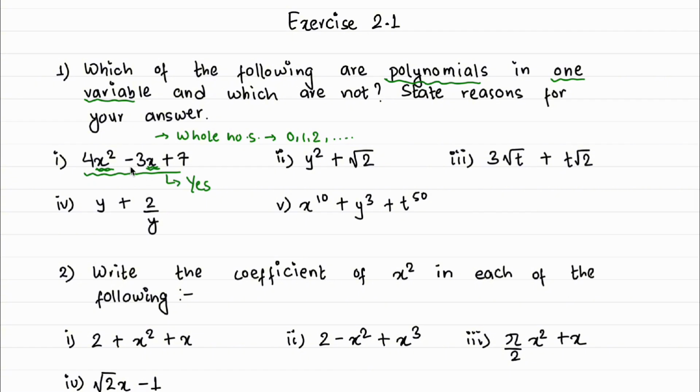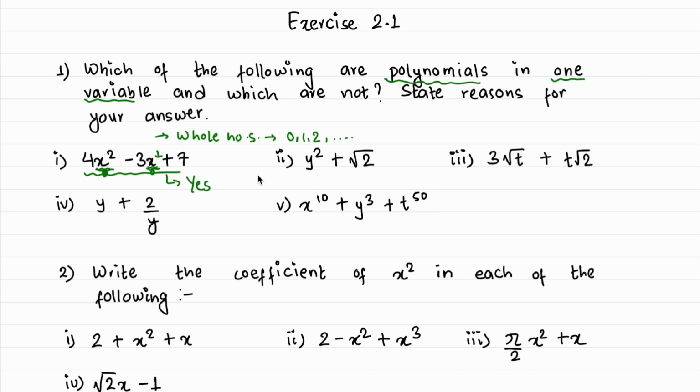So if we have the power of these variables as whole numbers, in this case we have 2, and here when we have nothing we have 1, right? And in this case we know that the power of these variables are whole numbers, and that's the reason that this is a polynomial. And that's it. That's all we need to check to identify whether an algebraic expression is a polynomial or not.